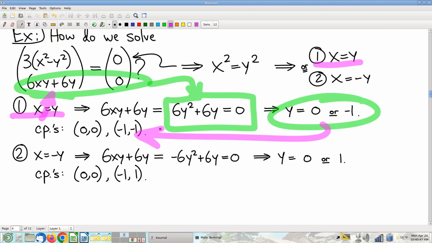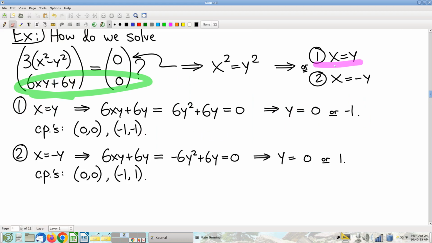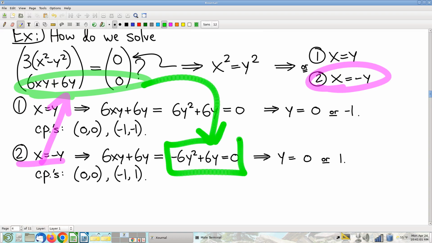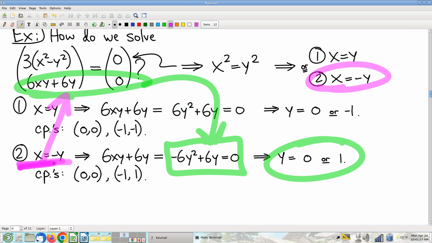Okay, so case 1, no big deal, a little bit of algebra plugging in, but again, don't forget to do case 2, right? Case 2, x equals negative y, you plug that in, notice that this equation becomes different. It's not the same as what we had before. So we have different algebra to solve to find the appropriate values of y. And then, with these different values of y, notice that with x equaling negative y, in this case, we get more critical points. Now, one of them is a duplicate, right?